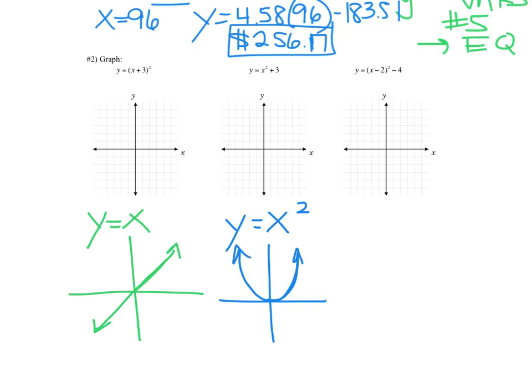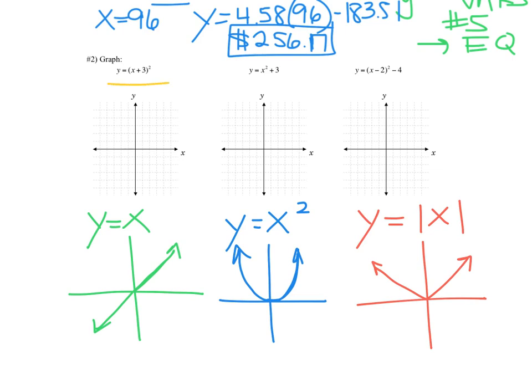And then you also have y equals the absolute value of x, which is a v shape. So those are your 3 parent functions. And remember, their shifts work exactly the same way. Okay? So let's try it. Here we go. First one. I've got y equals x plus 3 squared.